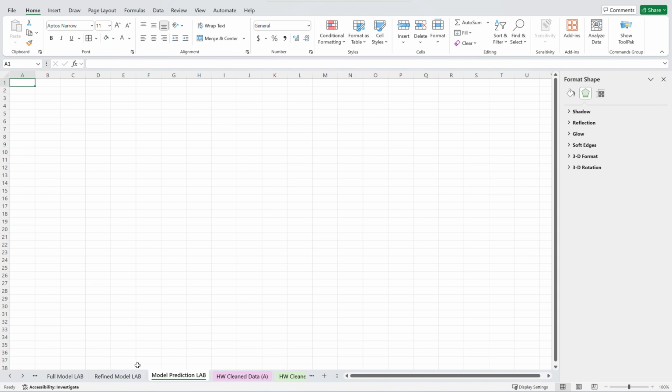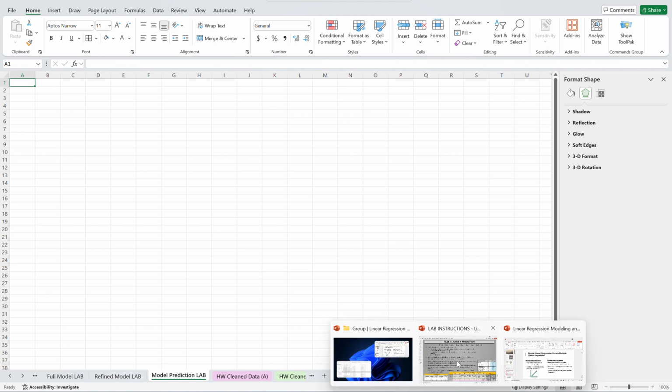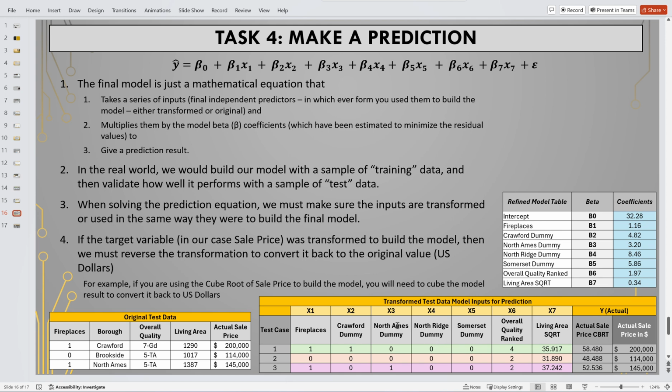Okay, now in your lab PowerPoint, there's a table on the Model Prediction Lab worksheet that has the test case data. Actually, let's go ahead and get the test case data, and then we'll get our model coefficients to go along with it. So if we go to our PowerPoint, we're going to use this data to make a prediction.